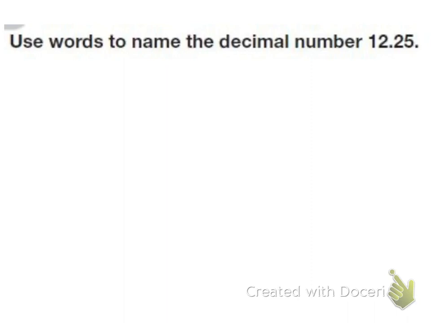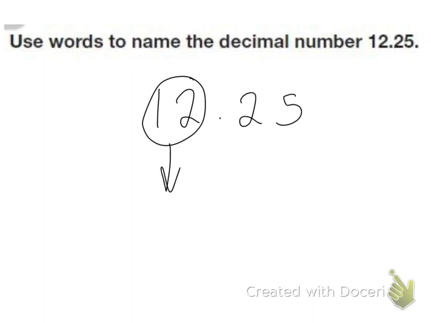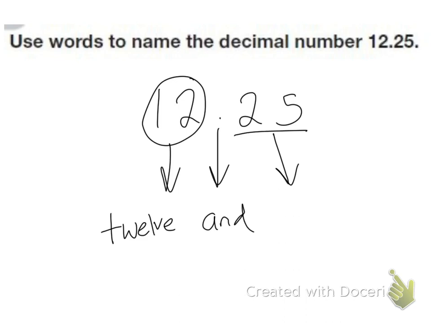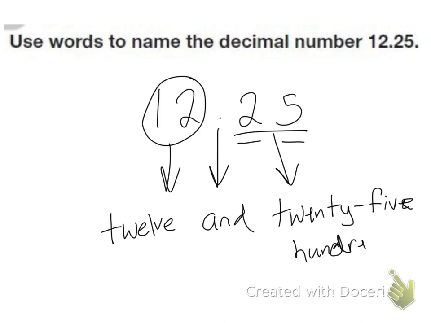So it says use words to name the decimal number 12.25. So we're going to take that and break it into 2 parts. We have the 12, so we're just going to write out the word 12. The decimal point becomes the word and. And then my decimal we write as the number, so this is 25. And then we say the place value, or how many place values there are. So since there's 2 place values, we know this is in the hundredths. So we'd say it's 12 and 25 hundredths.